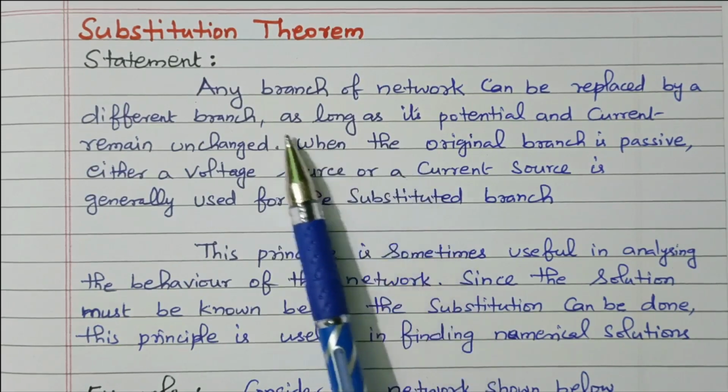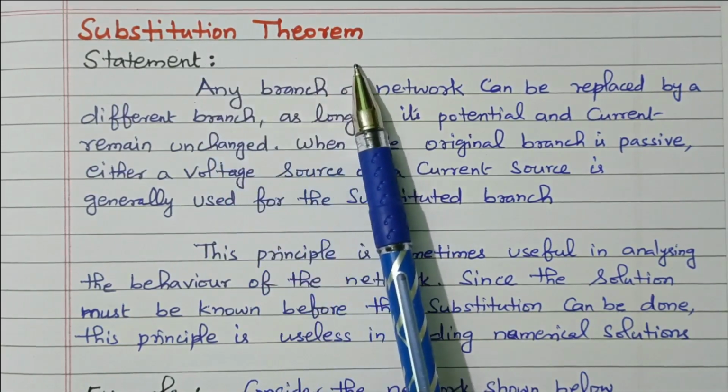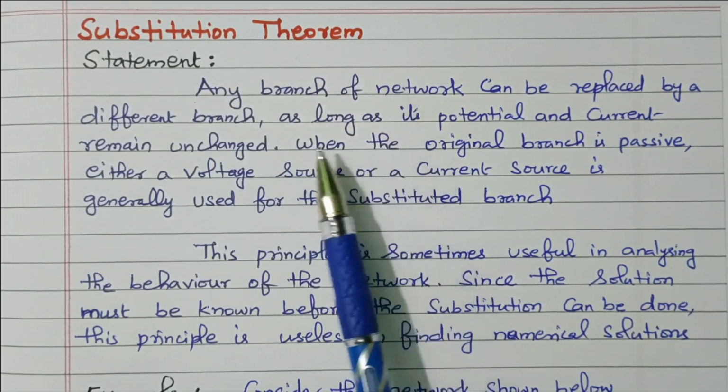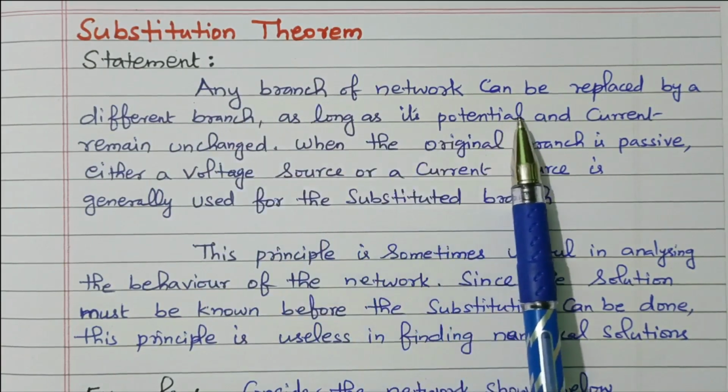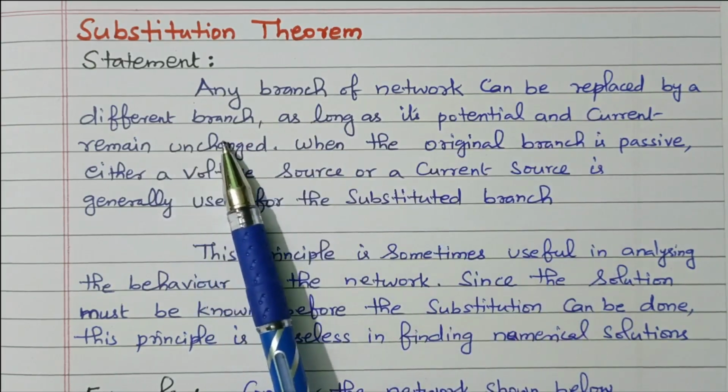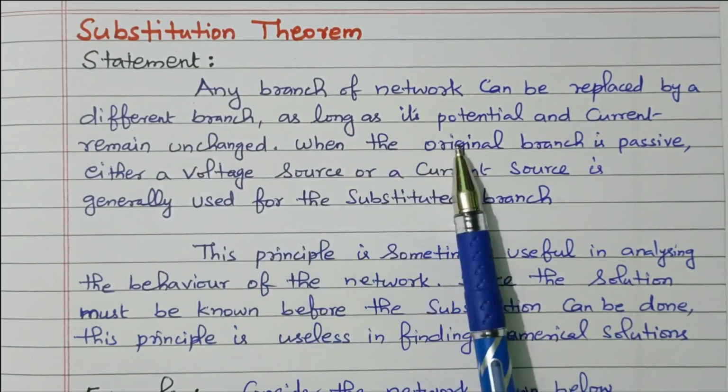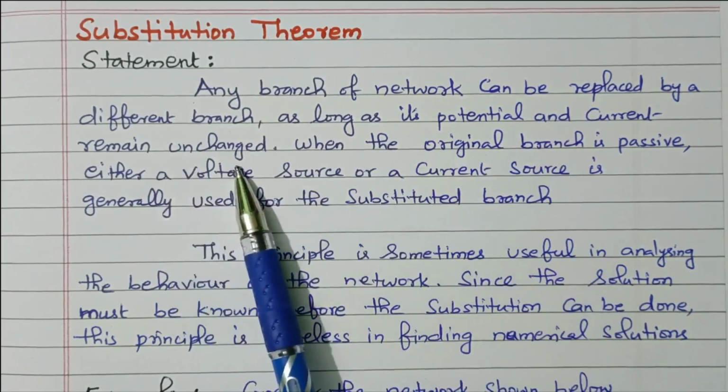Now we will go to the topic. The substitution theorem is one of the theorems available in circuit theory. First we will see the statement. Any branch of a network can be replaced by a different branch as long as its potential and current remain unchanged.